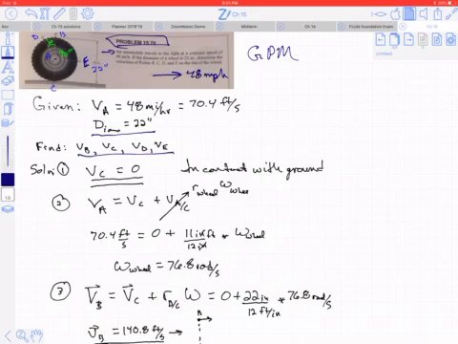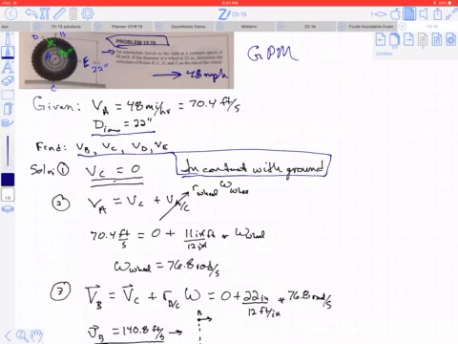And I'll go first and find VC, because as we know, any two things in contact moving without slipping will have the same velocity. And since C is in contact with the ground, and the ground isn't moving, the ground has a velocity of 0, then VC will also have to be 0.